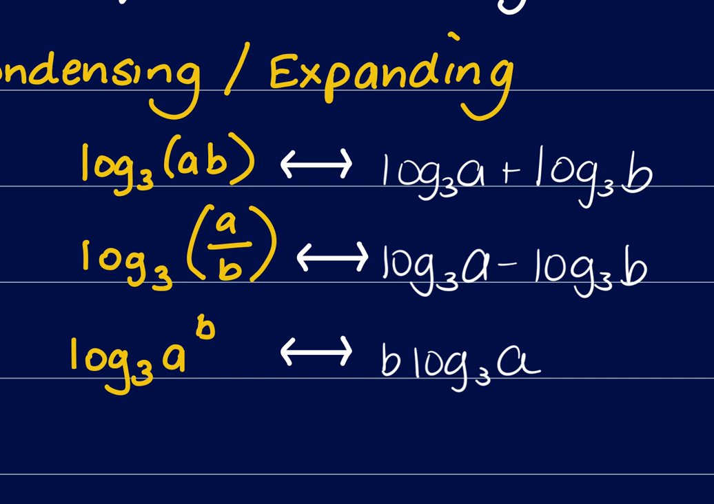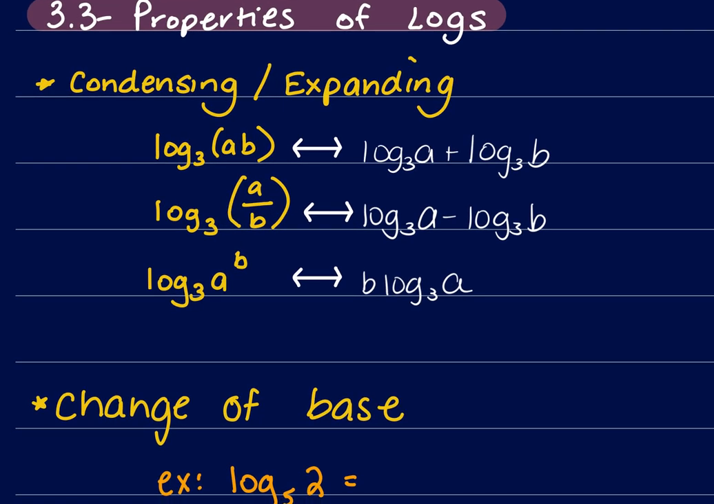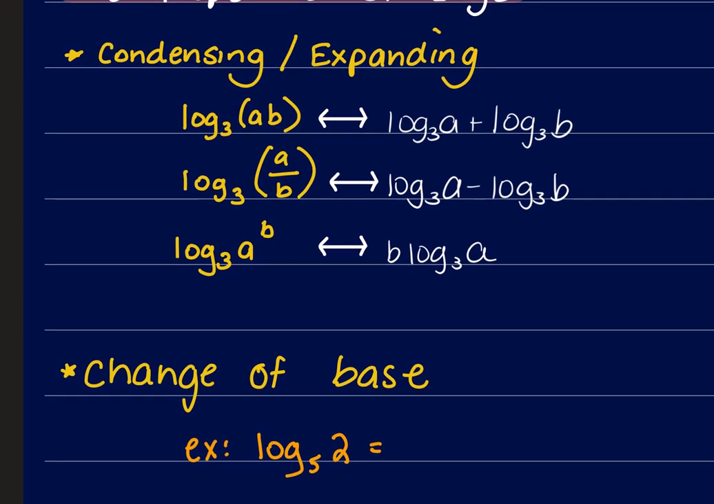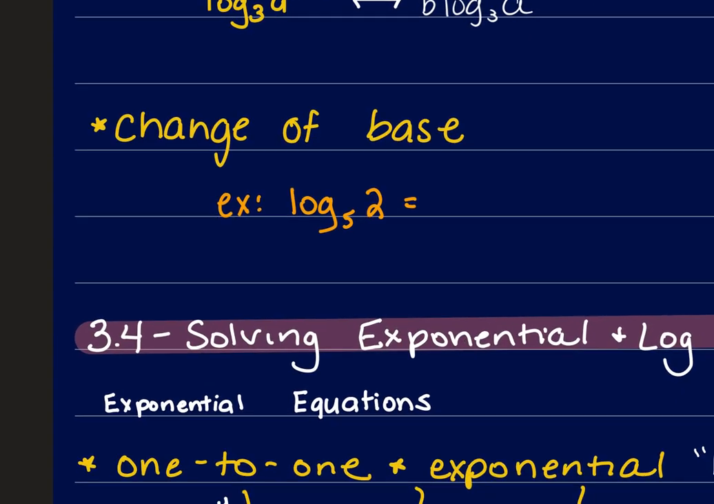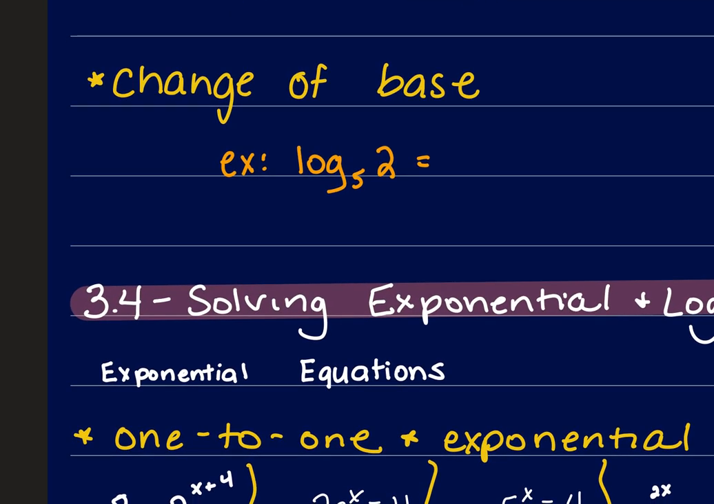So a question could have it expanded and ask you to condense, or it could be condensed and ask you to expand it. Just be prepared for both. We talked about change of base in 3-3. This is where I would want you to be able to rewrite either as common logs or natural logs. If it said log base 5 of 2, the common log would be log of 2 over log of 5, or natural log, ln of 2 over ln of 5. With a calculator, you would actually find it. Without a calculator, you'll just leave it as that ratio.